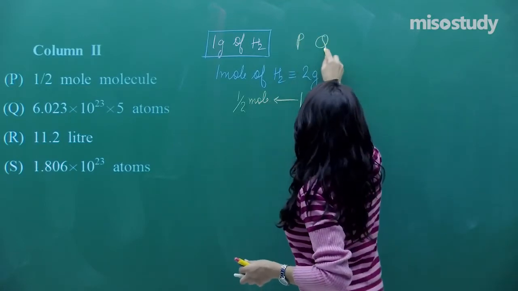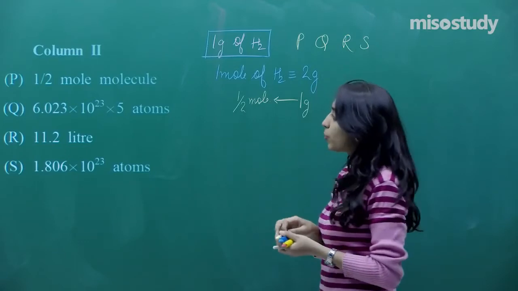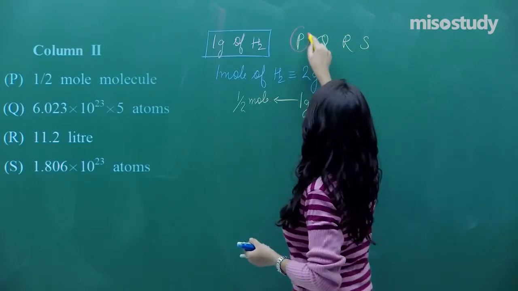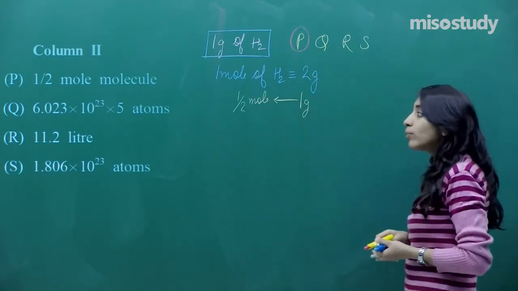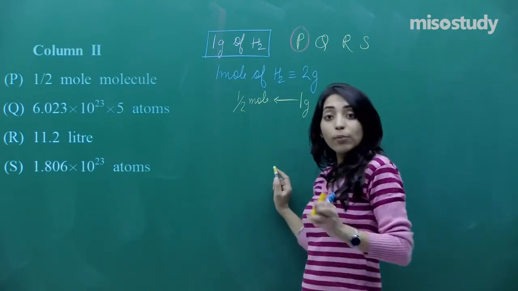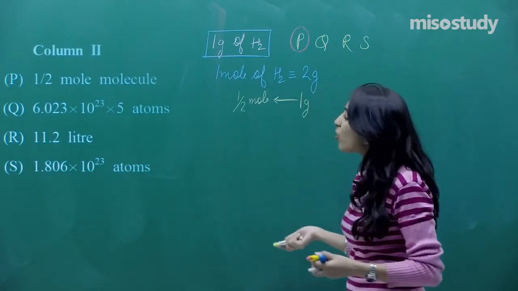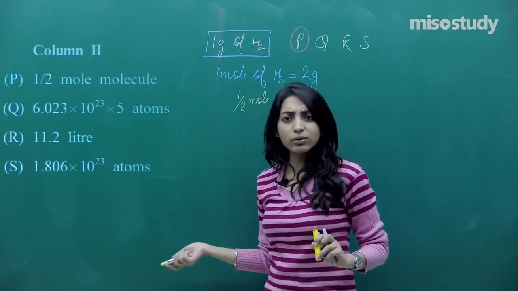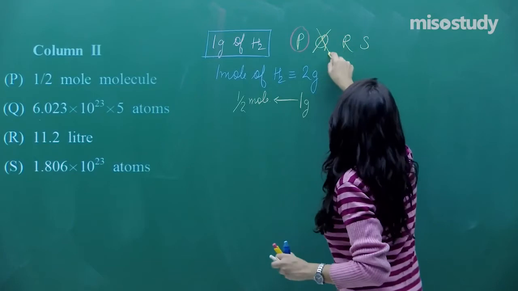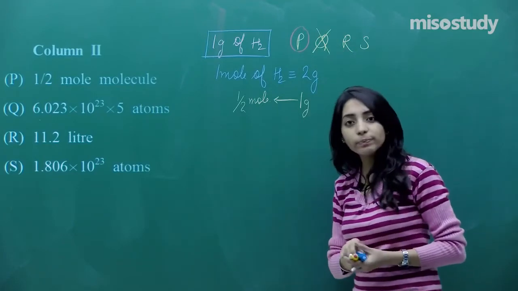Let me write PQRS. So P, I have got the answer, that is correct. Second is, 1 gram of hydrogen will be having these many atoms of hydrogen. No guys, 5 cannot be a factor in this question. So option number Q is not gonna be the correct answer, right?